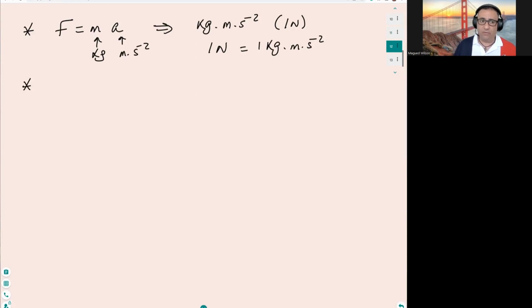Now, if you multiply force by displacement, given that the displacement is in the same direction as the force, we end up with work done. So work done is force times displacement. Force is in Newtons and displacement in meters. So that means work is Newton times meter.